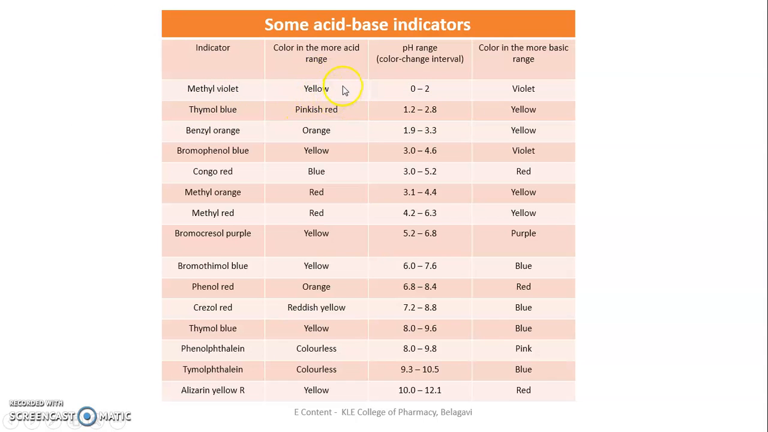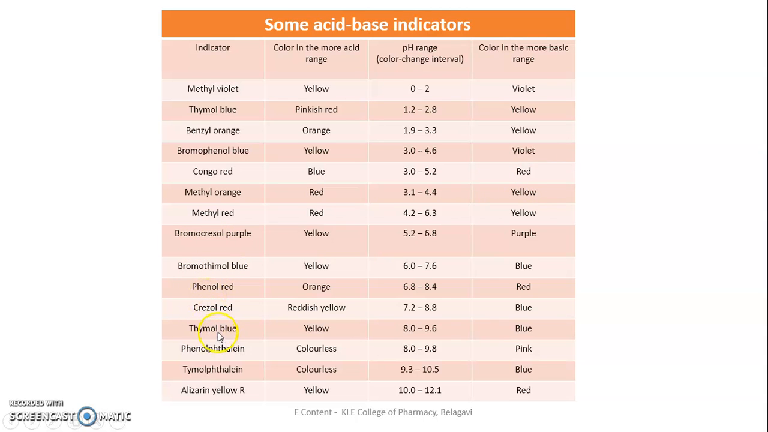In acidic media it gives a yellow color, and in basic media it gives a violet color, with the pH color change interval from 0 to 2. Then thymol blue is pinkish red in acidic and yellow in basic, having a pH range from 1.2 to 2.8. Then Congo red is blue in color from pH 3 to 5.2, and red in basic pH.